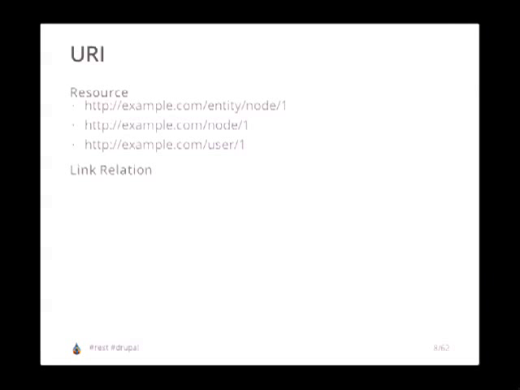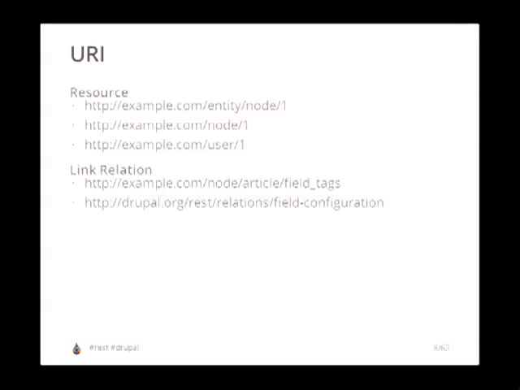And then another way that you use URIs is link relations. And that's basically the way that these resources are related to each other. So for example, you might have a link relation between a node and the taxonomy terms that it is tagged with. So that would be one example of a link relation. I'll get into link relations more towards the end of this talk.